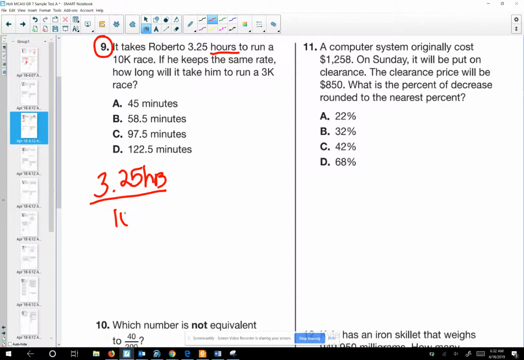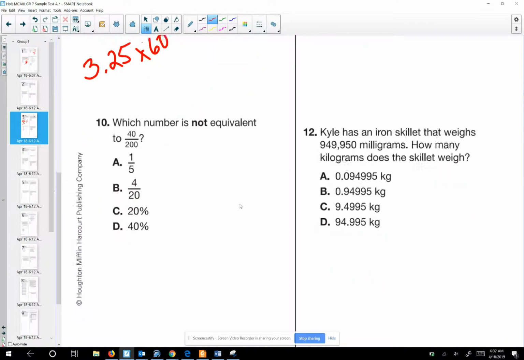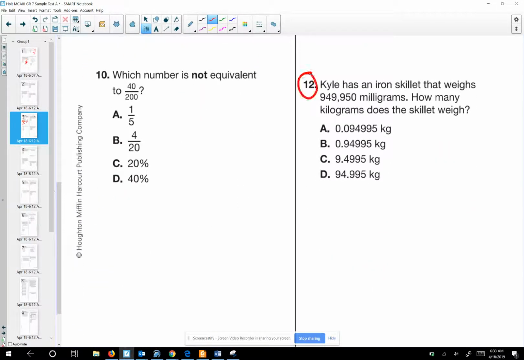to run a 10K race, and they're asking you at that same rate a 3K race, but what you're trying to find here is only in minutes. So here's a news flash. Take this 3.25 hours and convert that into minutes so that when you are working to find this answer, it will also be in minutes. So in other words, multiply by 60 and put that number up here instead, and then your proportion will work out really well, okay?